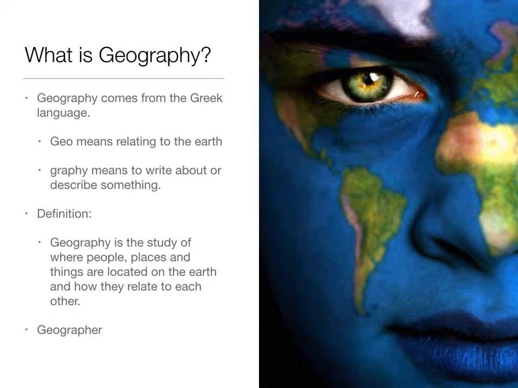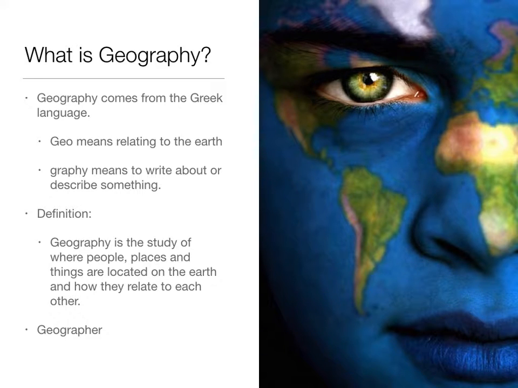On this slide, we're going to answer the question, what is geography, on the most basic level. The original word geography comes from the Greek language, and it's actually 2 separate words. Geo, meaning relating to the earth, and graphy, meaning writing about or describing something. When combined, the literal definition means writing about or describing the earth.